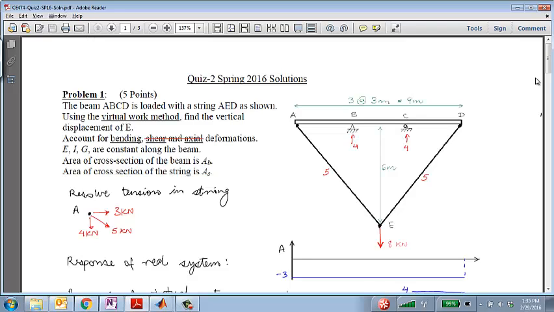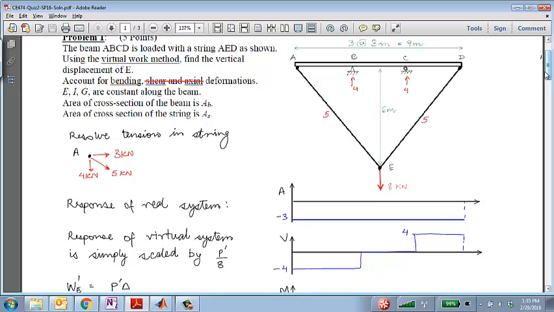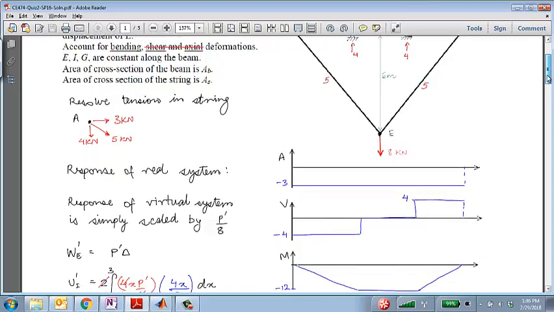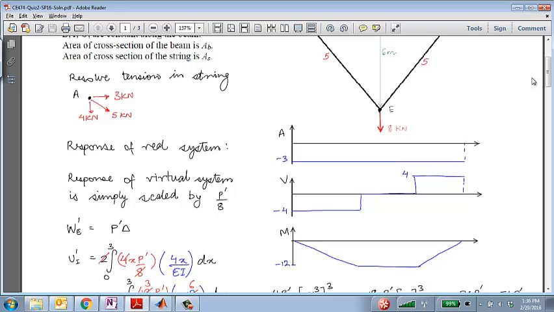So for this problem, I think most of you were able to figure out the correct shear force and bending moment diagrams. I did see that quite a few of you probably made a calculation error in computing the forces here, which affected your final result. But overall, most of you did well on this.